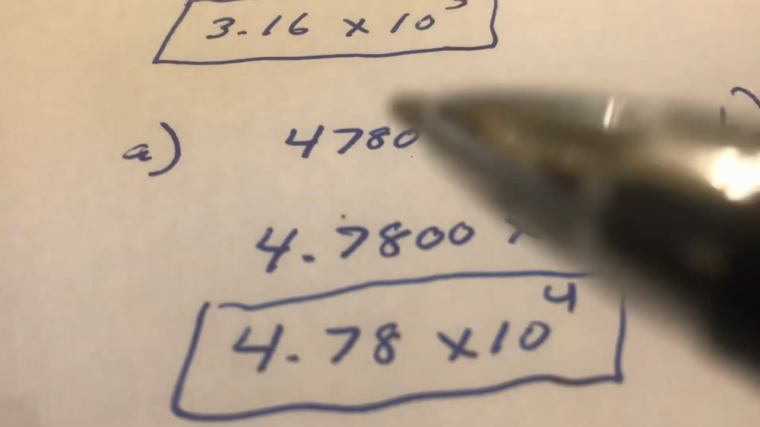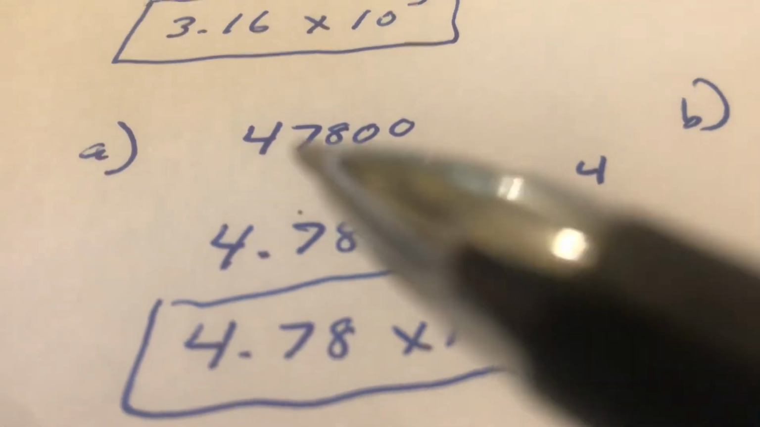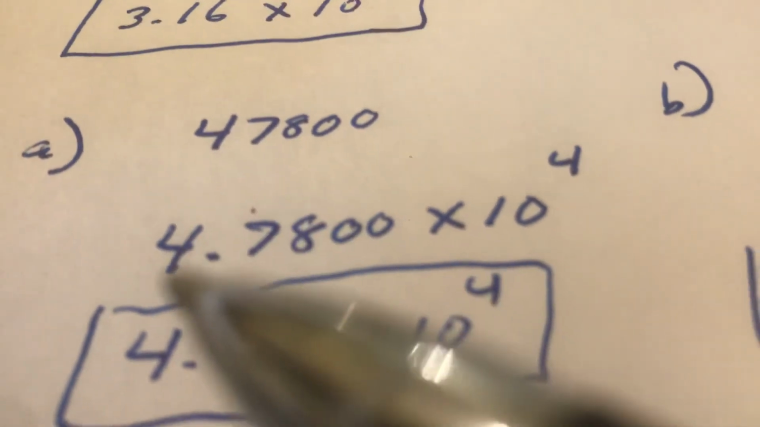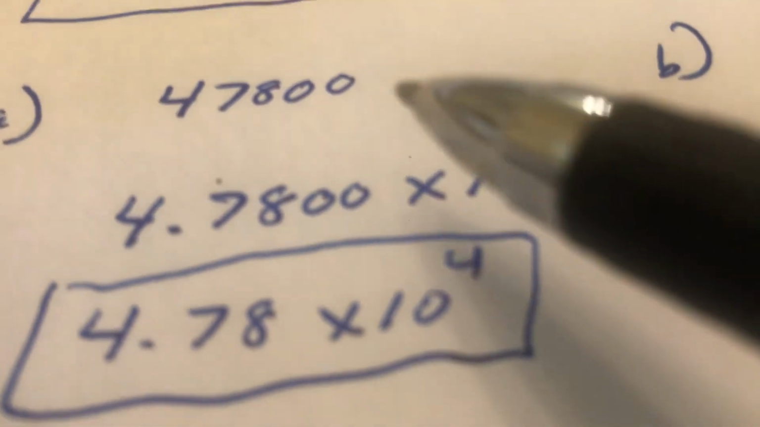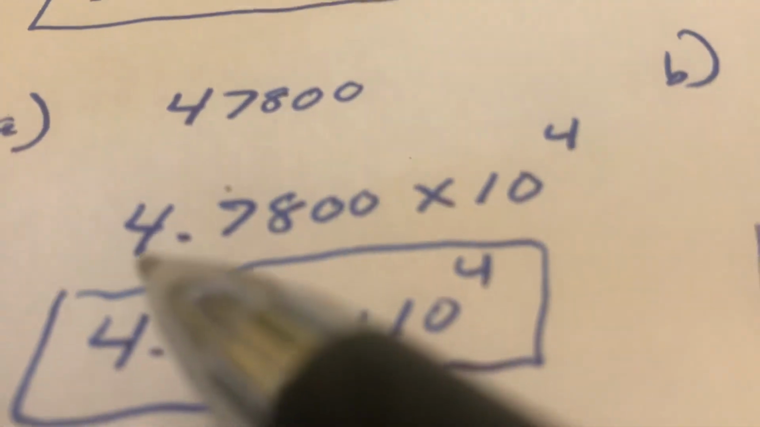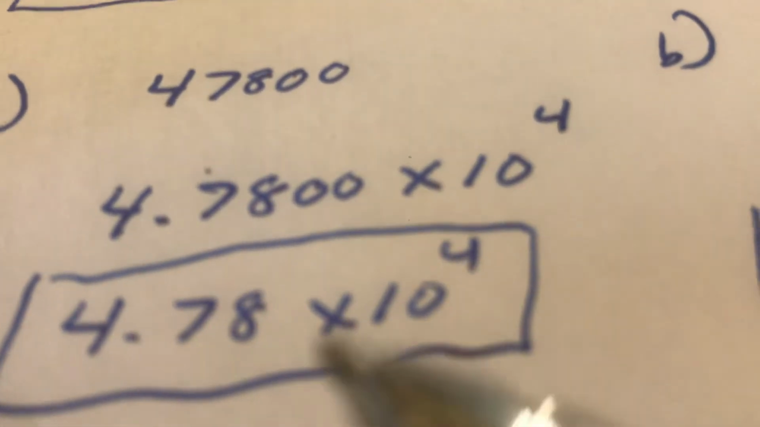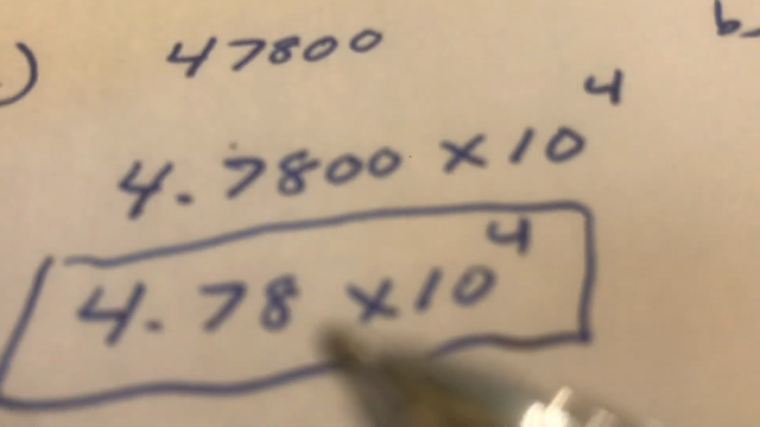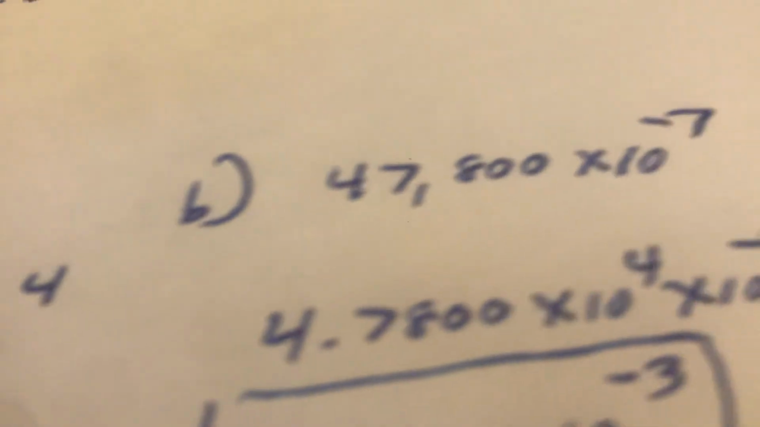Finally, the fourth example, 47,800. The decimal should be between the 4 and the 7. That way you have between 1 and 10. And it really should be 4 to the right because the decimal is understood to be right there. That's where the decimal's under. So 4.780 times 10 to the 4th. And whenever you have zeros at the end of a decimal, you can actually get rid of them. So 4.78 times 10 to the 4th is the answer.